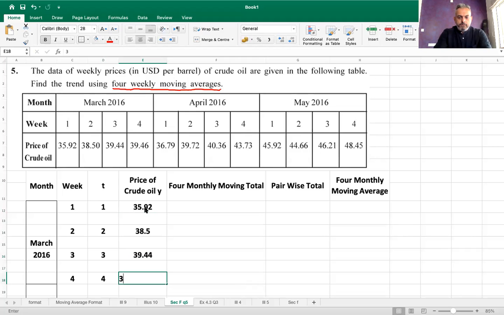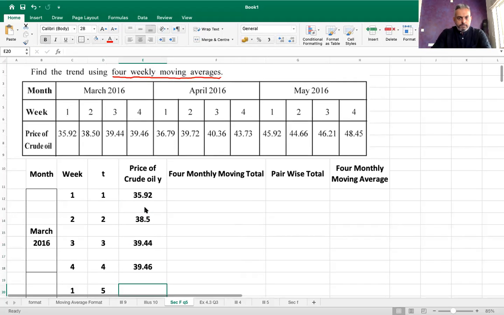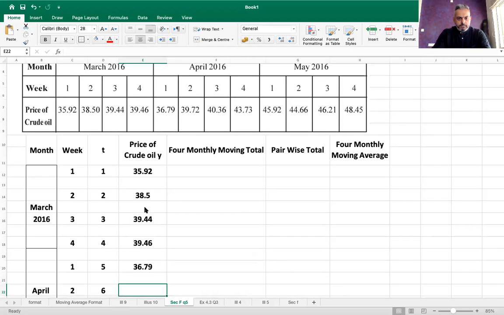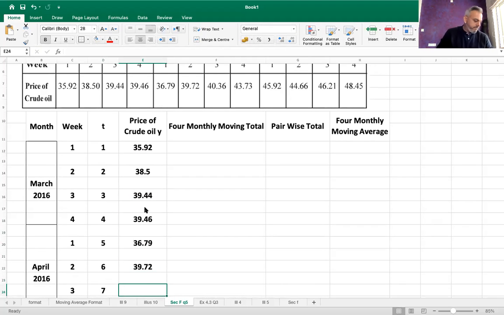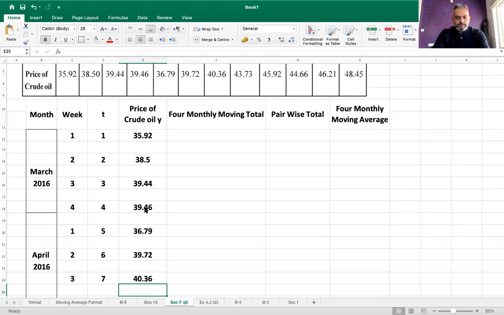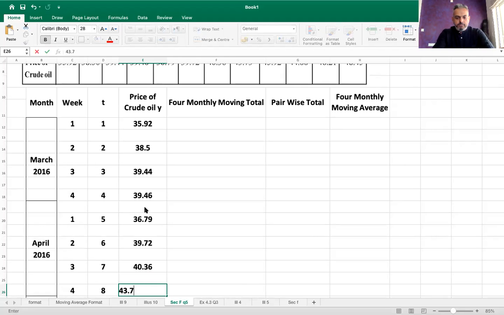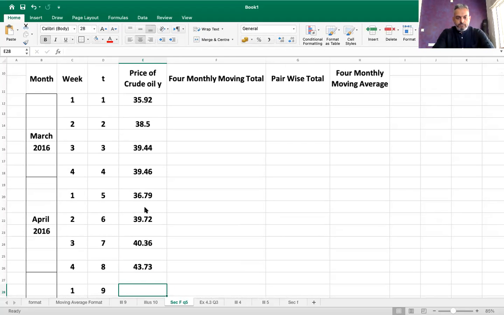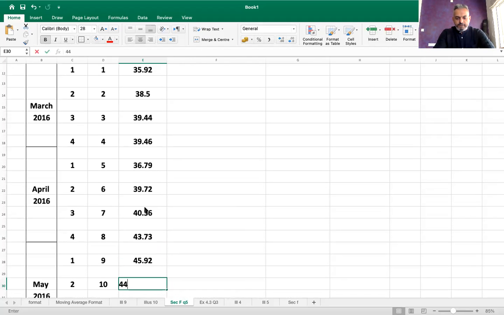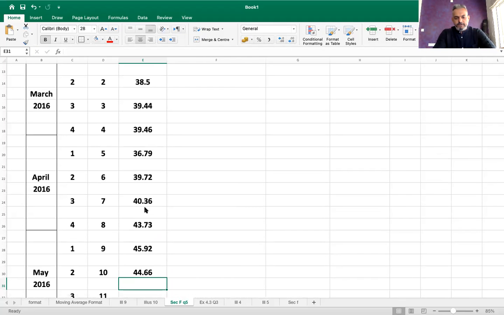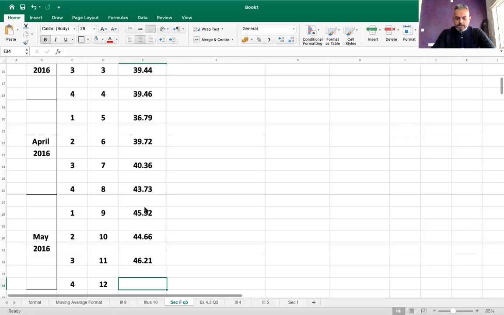39.44, 39.46, 36.79, 39.72, 40.36, 43.73, 45.92, 44.66, 46.21, and 48.45.